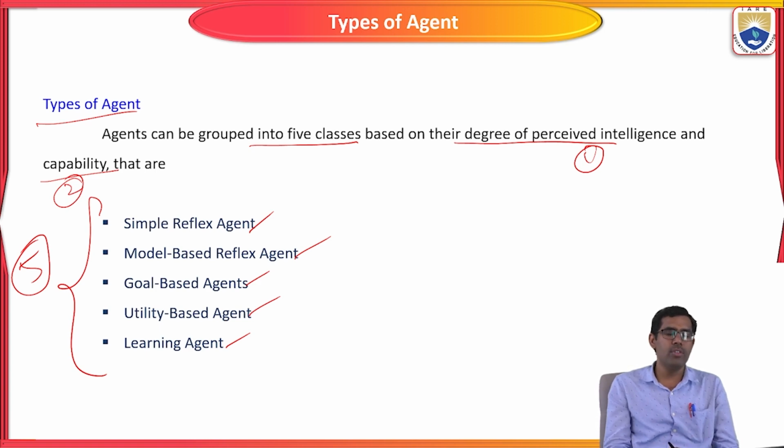The next one is the utility based agent. The utility based concept is the same as the goal based agent.